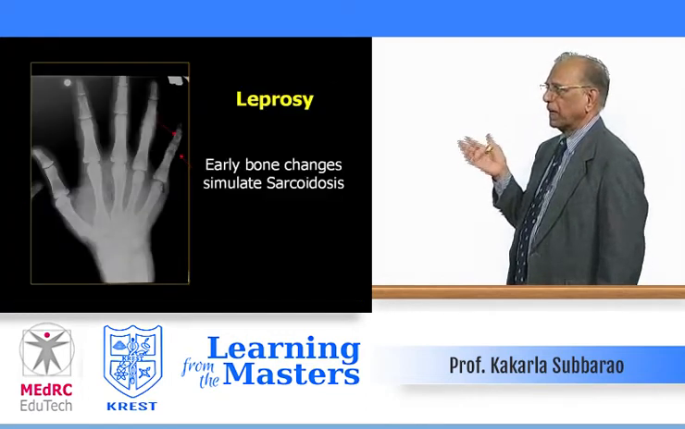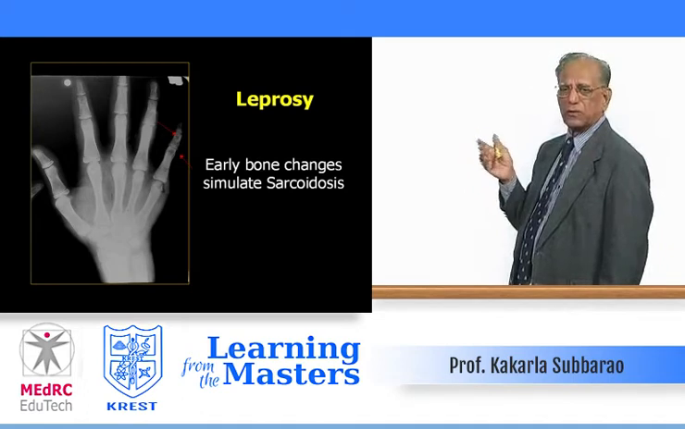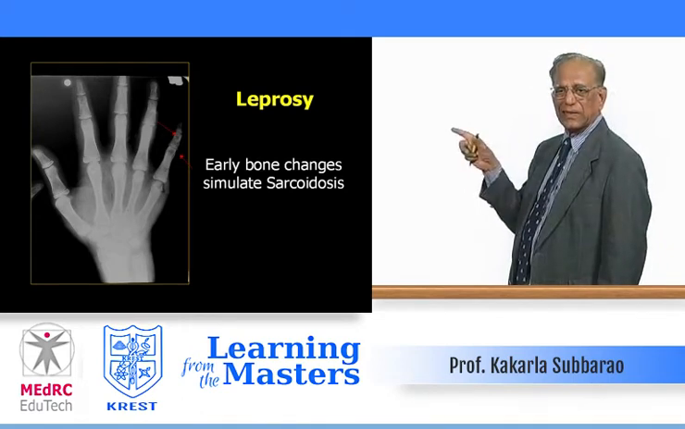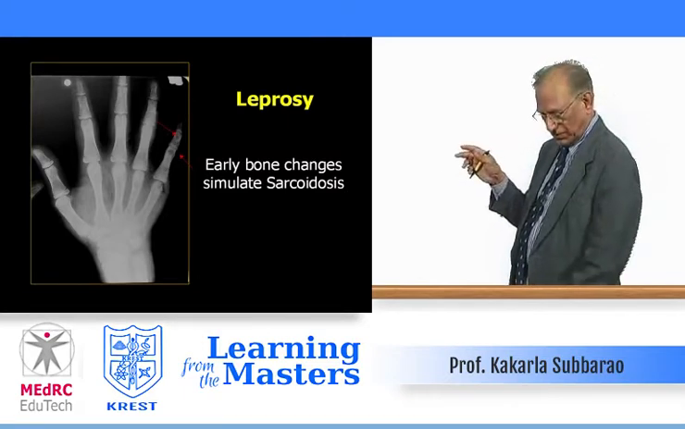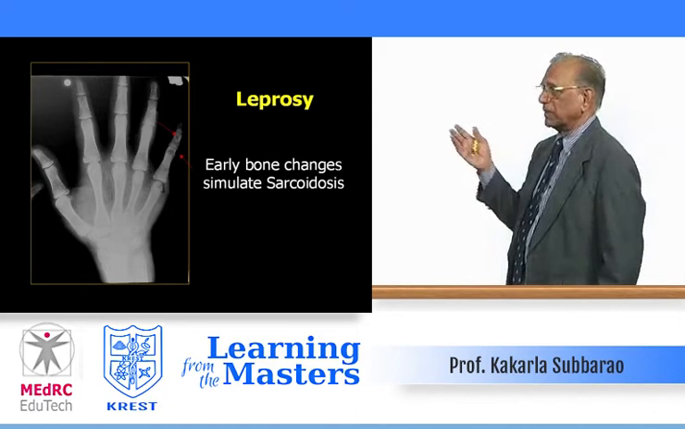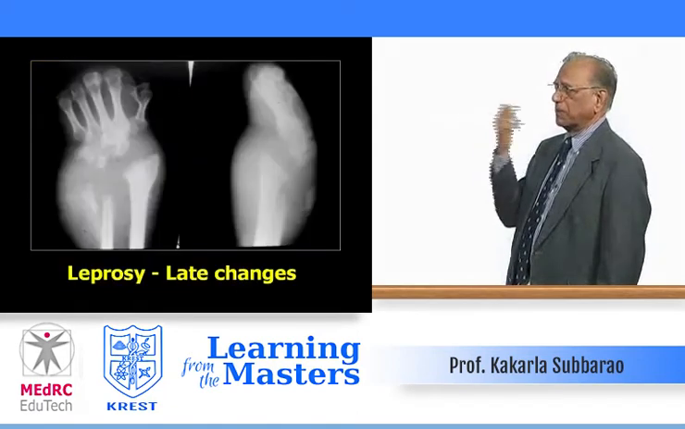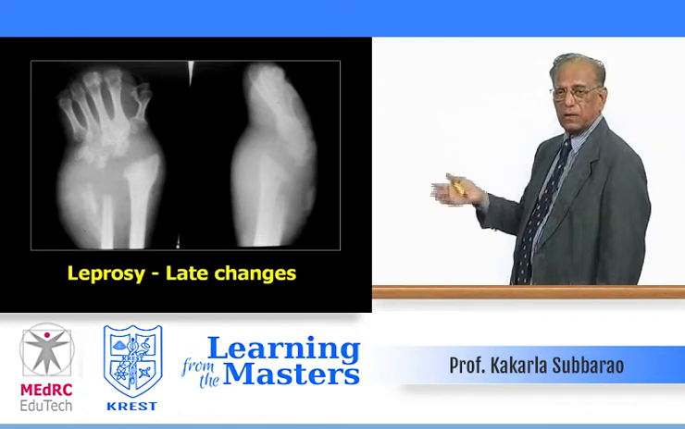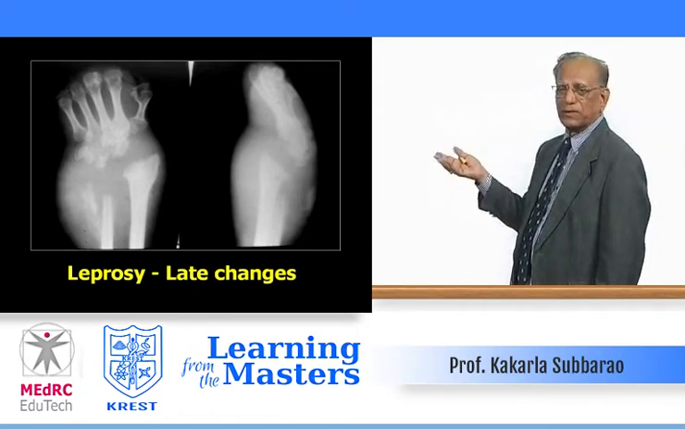Leprosy, early bone changes simulate sarcoidosis. Similarly, nutrient foramina are big, with lytic changes in the nasal bones and in the hands. Later on, you get deformities and a neuropathic type of joint. How can you tell it's leprosy? Or you can diagnose this, it must be a neuropathic joint.